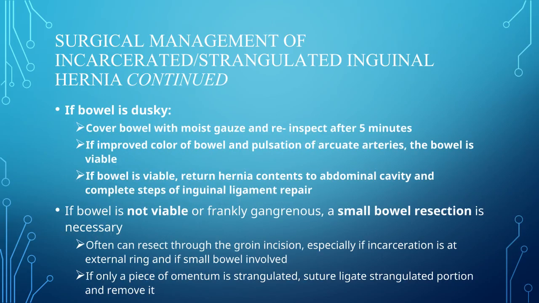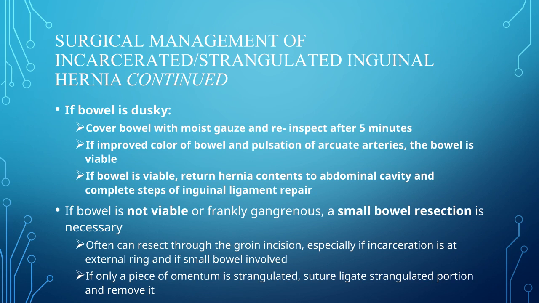Managing doubtful bowel. If the bowel is dusky or cyanotic, cover it with moist, warm saline gauze and wait for 5 minutes. Reinspect. If the color has improved, becomes pinker, and you can see pulsations in the arcade vessels, the bowel is viable. Reduce it and complete the repair.